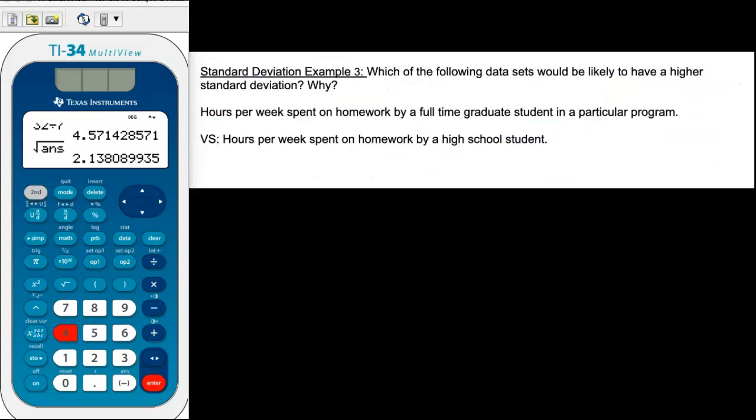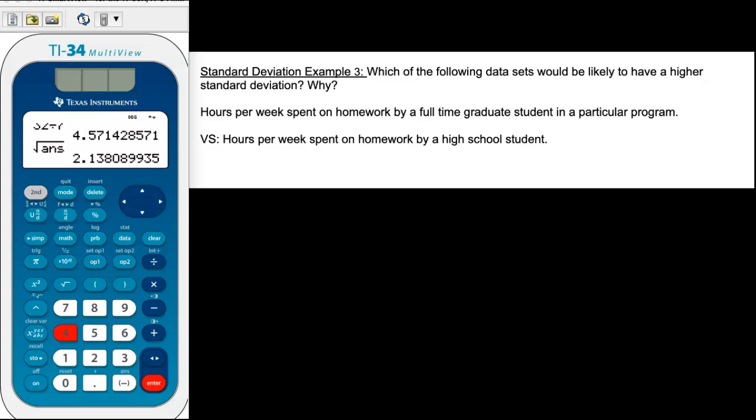So now I want to follow up this example with one last standard deviation example where we look at 2 different types of data sets. We're not going to actually calculate anything here, but let's look at these and see if we can figure out which one would be more likely to have a higher standard deviation and why. So let's say we're looking at the number of hours per week spent on homework by a full-time graduate student in a particular program, versus hours per week spent on homework by a high school student.